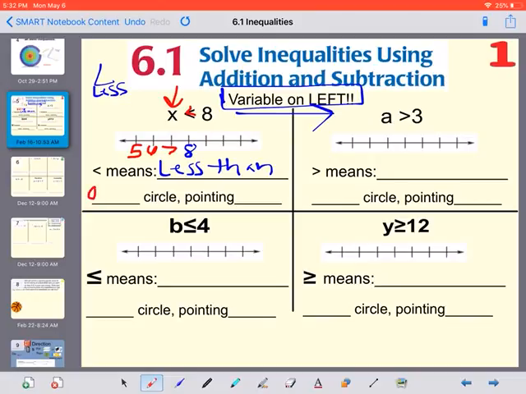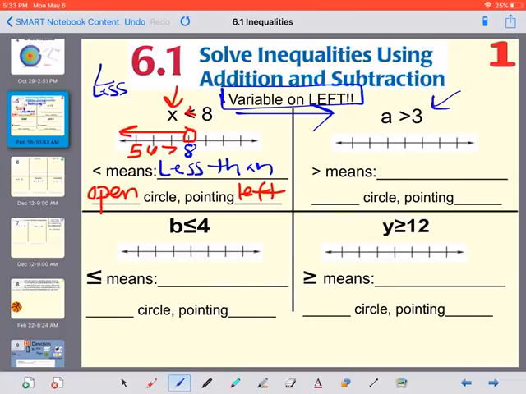So what we're going to do is what's called an open circle. So it shows that we're starting at 8, but we're not including that number. And we're pointing to all the numbers to the left. So we don't need to list out all the numbers that are less than 8 because we could be here forever. Just pointing to the left. Same thing, except the opposite for greater than.